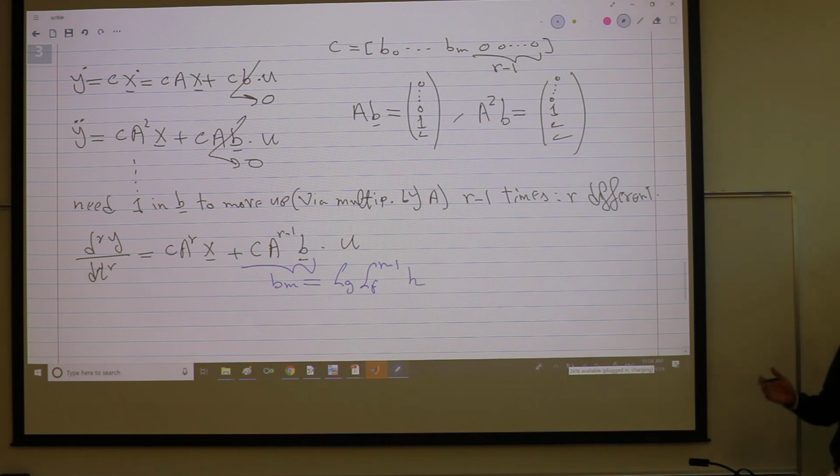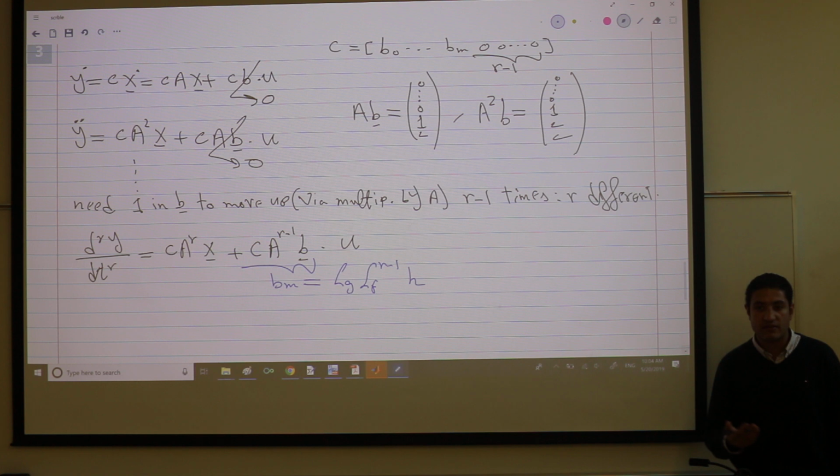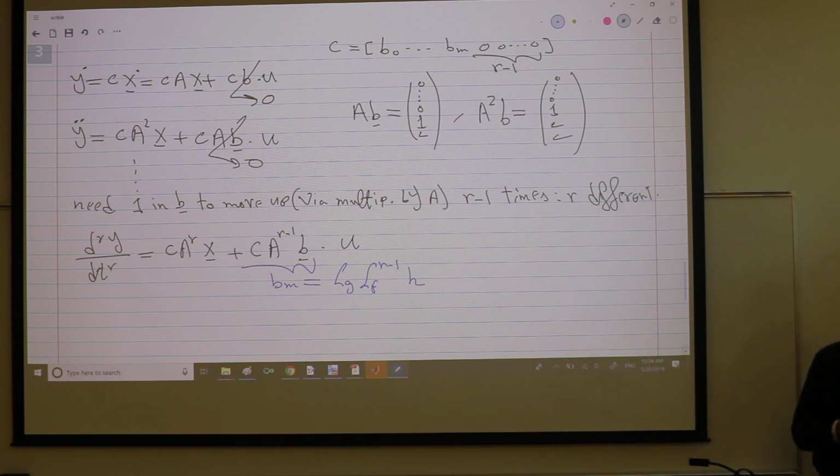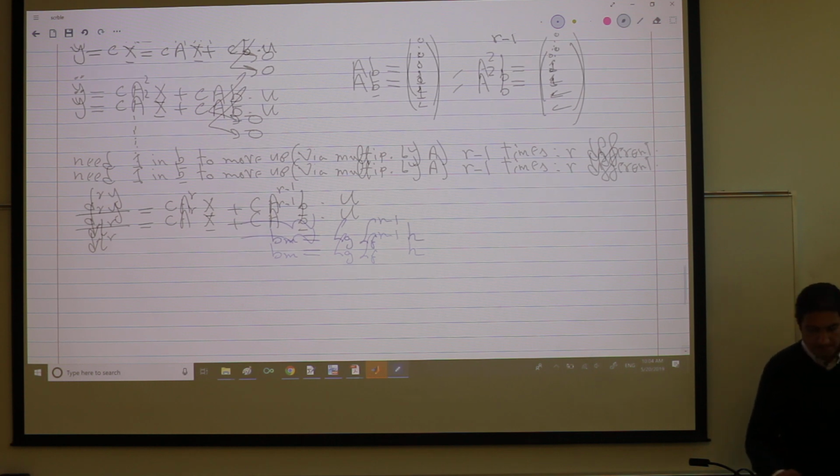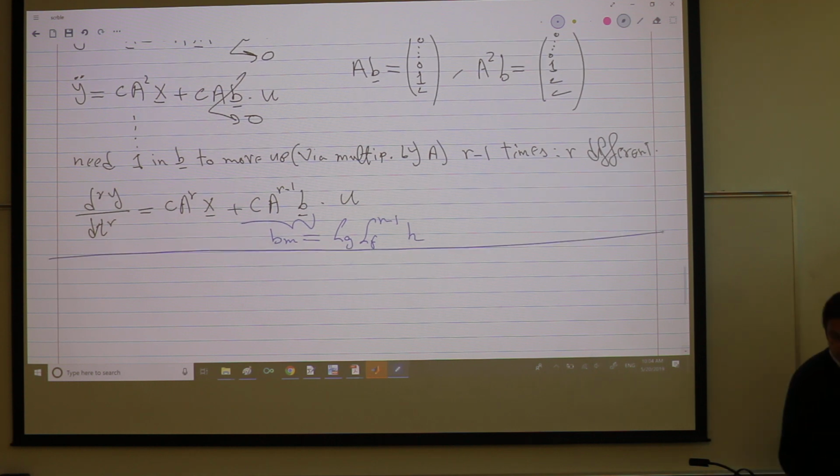So yes, the concept of relative degree carries over from linear systems theory. It's the difference between poles and zeros, but in other words, it's the number of differentiations of the output equation until the input appears. Okay? Any questions so far? Any questions, please, about the concept of relative degree?